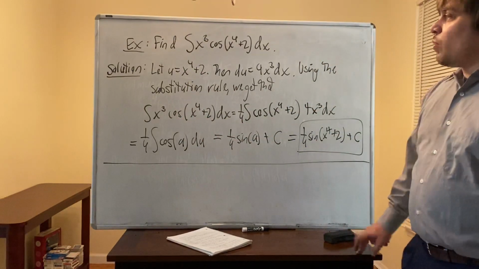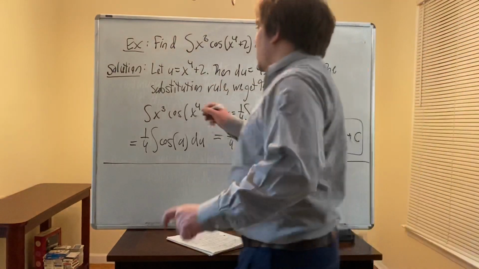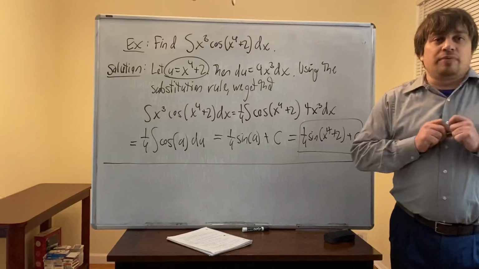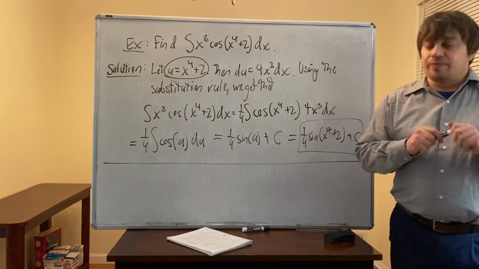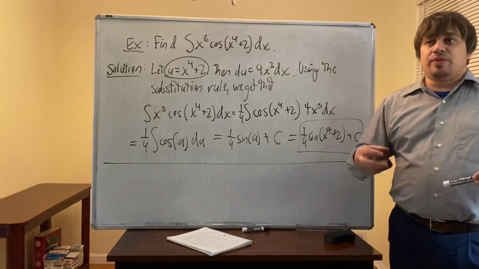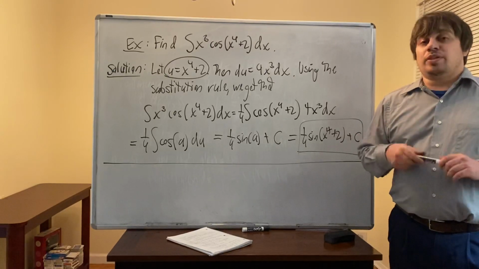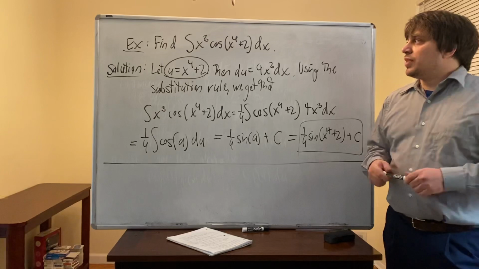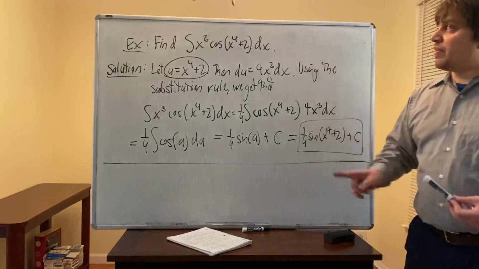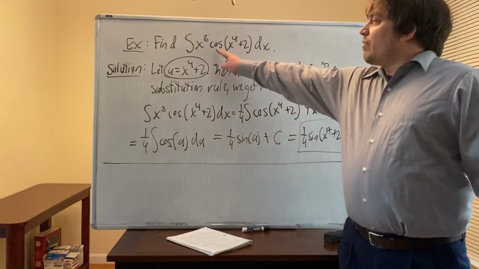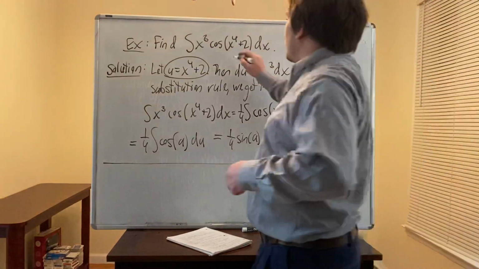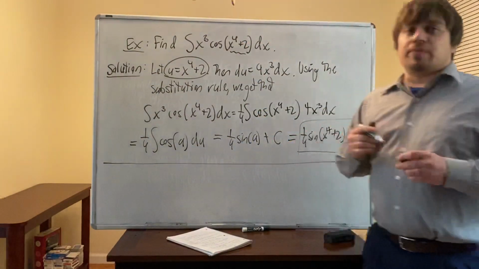Okay, now why did I choose u equal x to the fourth plus 2? This is one of the two most creative parts of the solution. You're not given a u in the beginning. You have to find a u that will help you get the answer. And the hint for finding u in this problem is the fact that you have cosine of x to the fourth plus 2. And so that tells me x to the fourth plus 2 is like the problem.